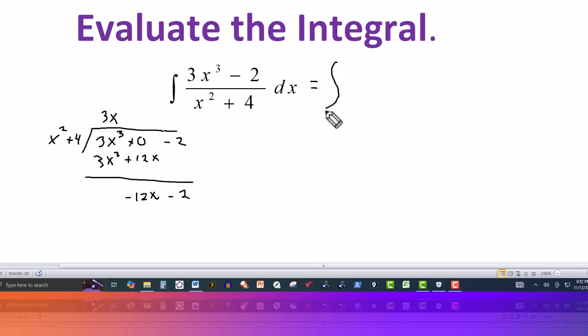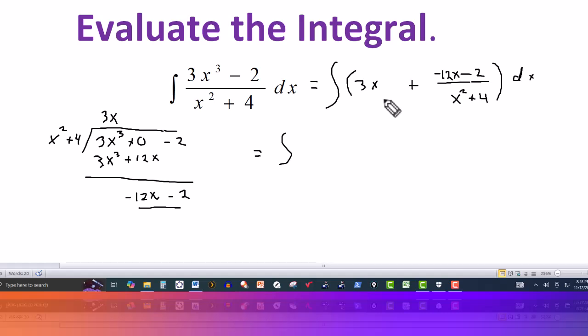This becomes the integral of 3x as a partial quotient, and then it's a plus the remainder over the divisor, so this will be minus 12x minus 2, and that's over x squared plus 4. So then we can integrate 3x very easily with respect to x. This one over here is still a rational expression. I would not try partial fractions here though. Don't have to do it.